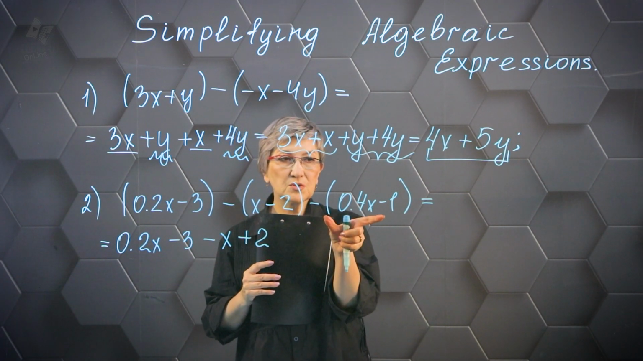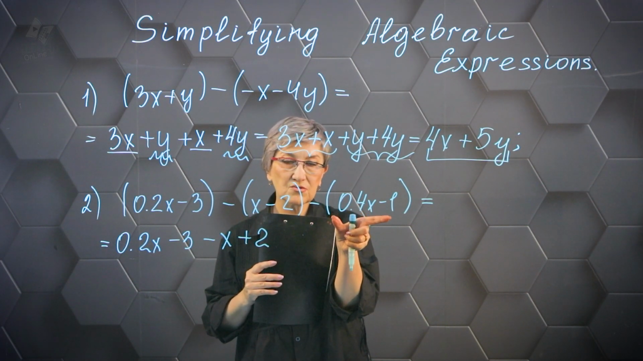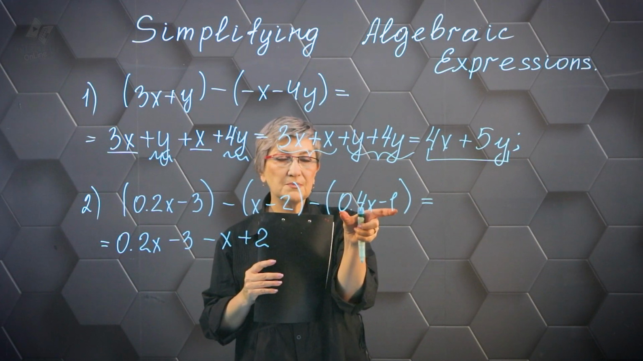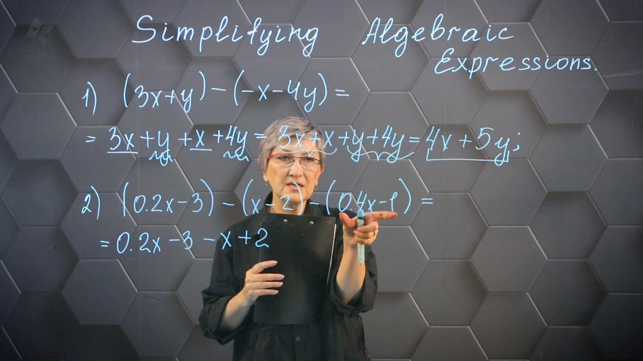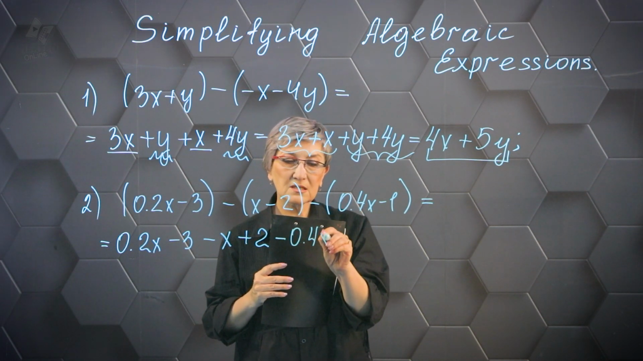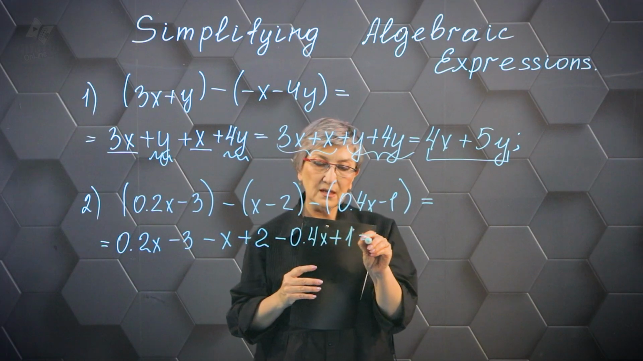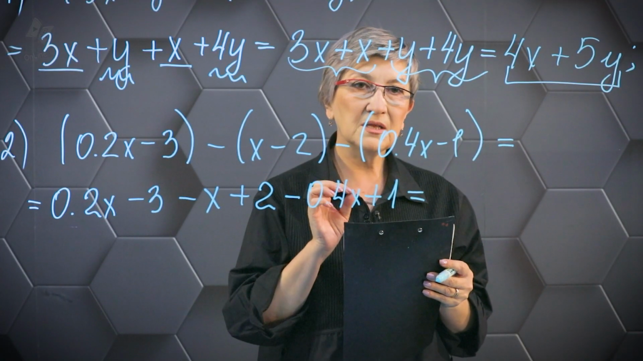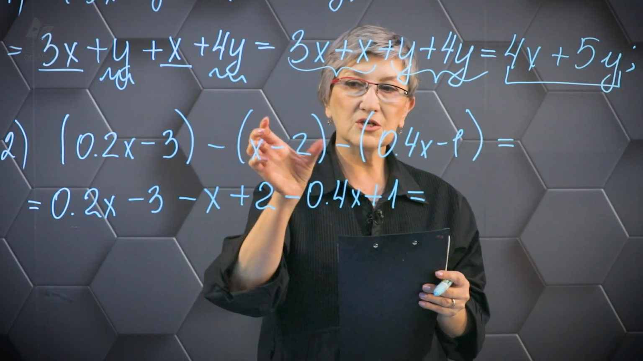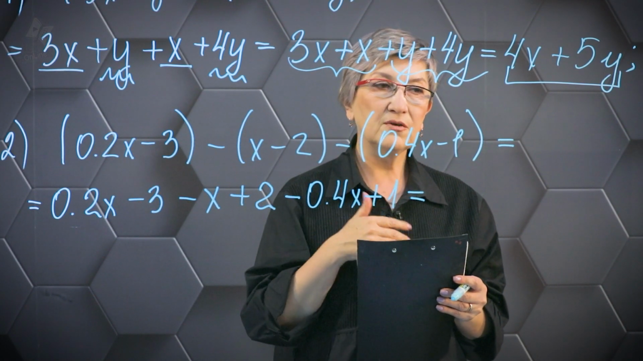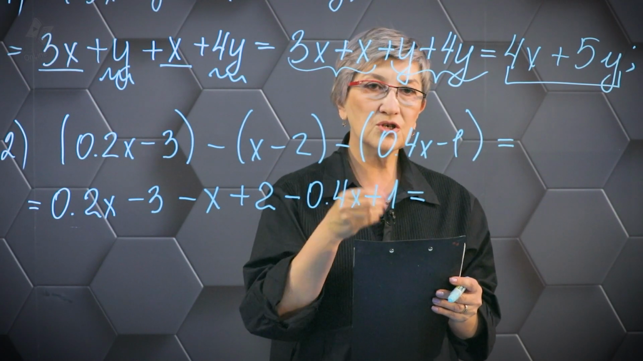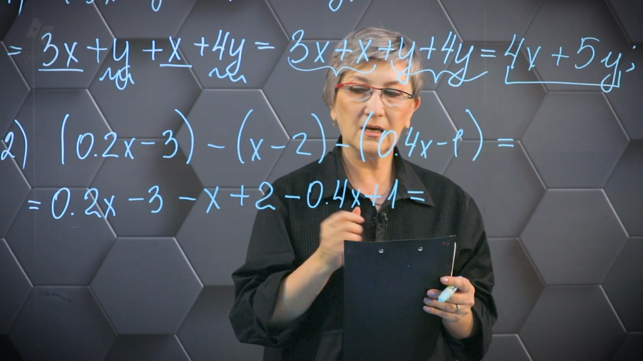This is the same rule I will use when I write down the third parenthesis. The parenthesis is preceded by a minus sign. I write the expression that is written in the third parenthesis with opposite signs. Minus 0.4x, plus 1. And only then will you and I find similar summands. Remember the rule. As long as the expression is written in parentheses, you can't find similar summands. You can't perform operations with those summands.